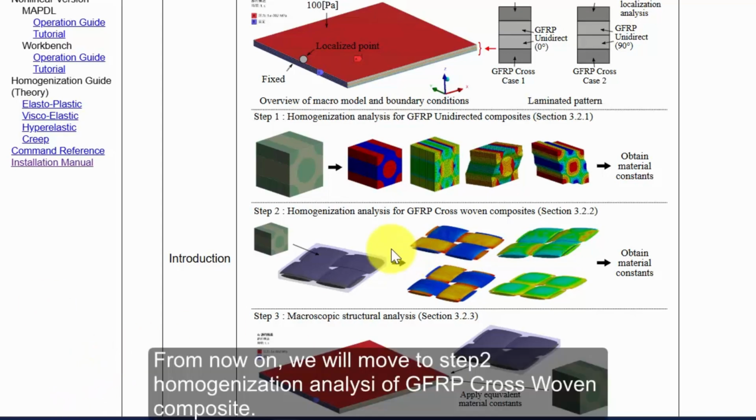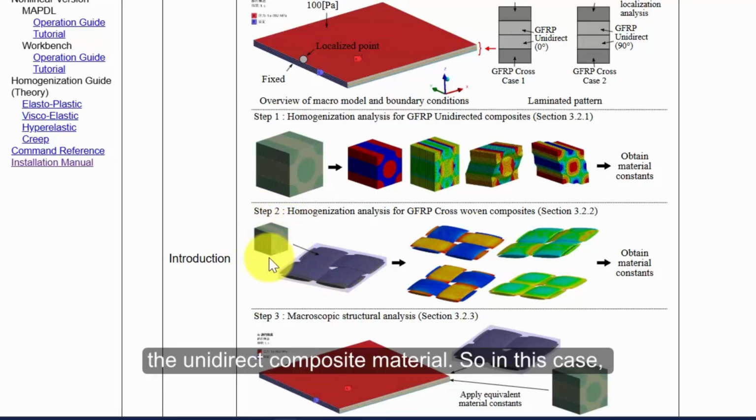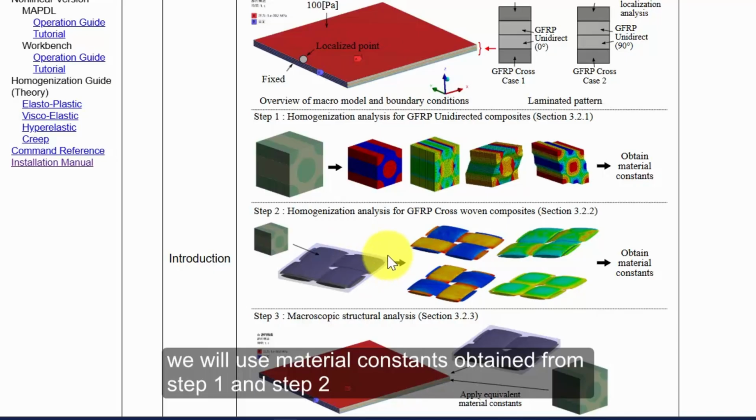From now, we will move to step 2, homogenization analysis of GFRP cross-woven composite. As you can see here, the fiber part of the cross-woven composite is composed of the unitary composite material. So in that case, we will use the material constant obtained from step 1 in step 2.